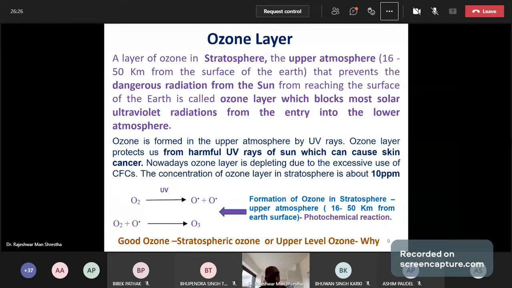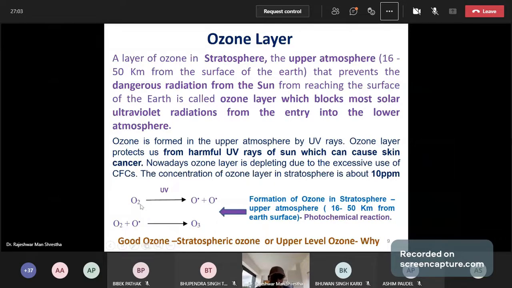Nowadays, human beings have been involved in destroying the ozone layer by using chlorofluorocarbon, which has been used as coolant in refrigerators. If the concentration of the ozone layer in the upper atmosphere is less than about 10 ppm, the UV rays will enter our atmosphere, and that will cause skin cancer to human beings, and that will damage animal life and plants also.